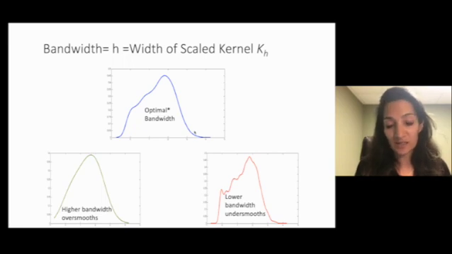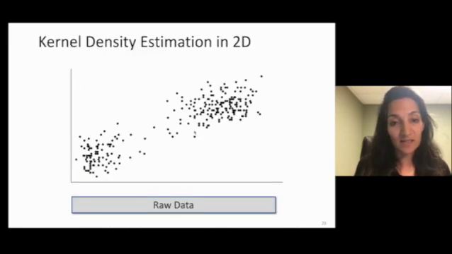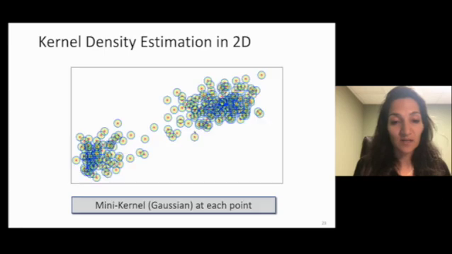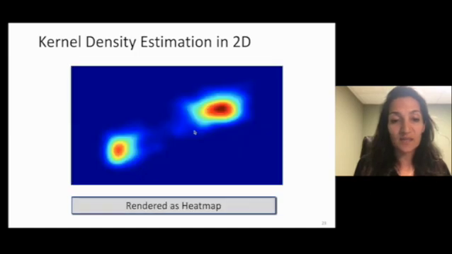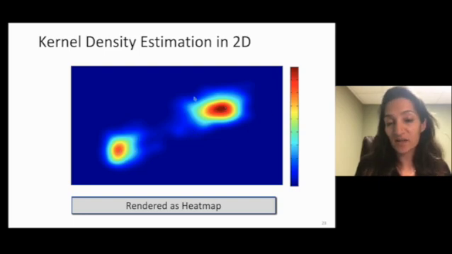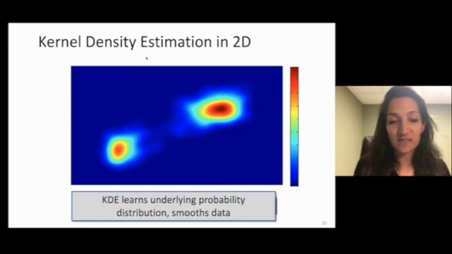Kernel density estimation, in a nutshell, kind of looks like this with two-dimensional data. You have your data, you place a little kernel, here 2D Gaussian mini kernels at each point, then you integrate over this space, and it's rendered as a heat map. And here, when you've rendered this, you see that most of the density is here or here, and there's very little density everywhere else. And this gives you sort of a pseudo-continuous estimate of your density.